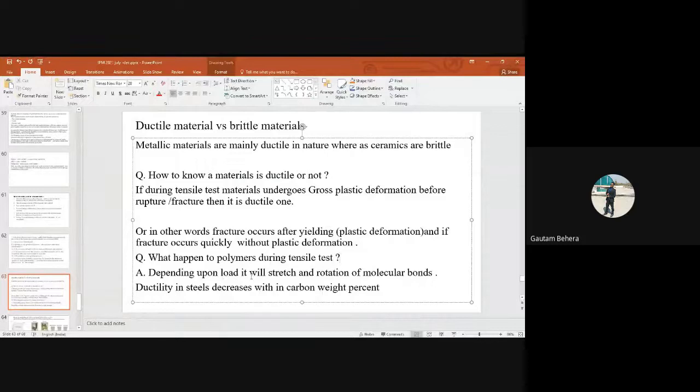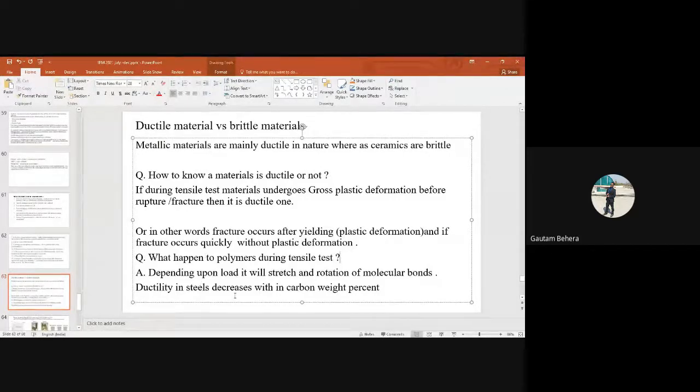Depending upon load, it will stretch and rotation of molecular bonds will take place. This is also very interesting. So when you pull a polymer, it will get stretched and rotation of molecular bonds will take place. So that's why it can be elongated to a large extent also.